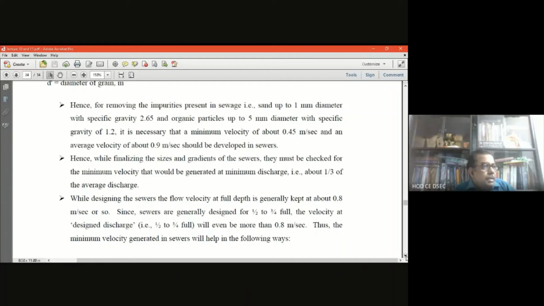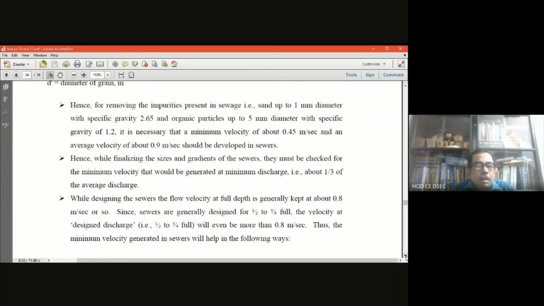That is by experimental facts, physical observation, we have seen that a minimum velocity of 0.5 meter per second has to be maintained for this type of particle matter with this diameter and specific gravity, and an average velocity of 0.9 meter per second should be adopted in sewers. So that has to be taken care of, the minimum velocity of the sewer and the average velocity of the sewer. Hence, while finalizing the sizes and gradients, the sewers must be checked for the minimum velocity and the minimum discharge, that is about 1/3 of the average discharge.